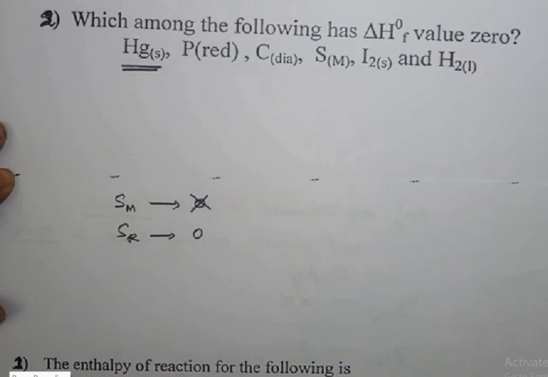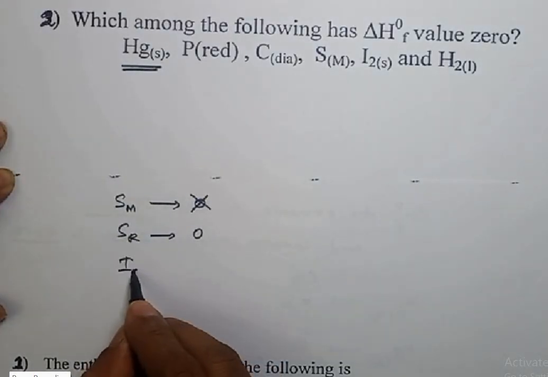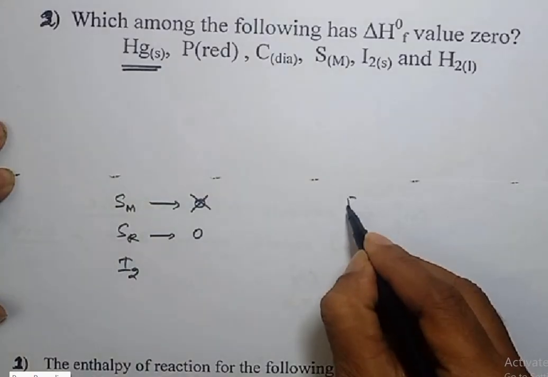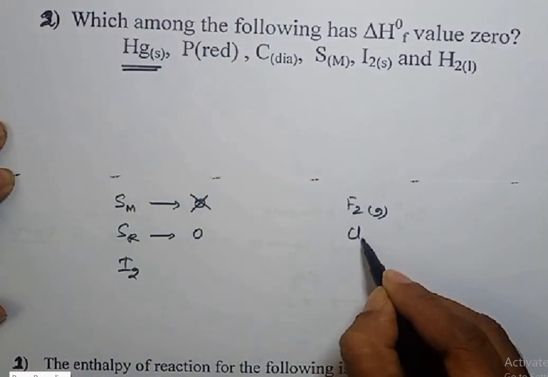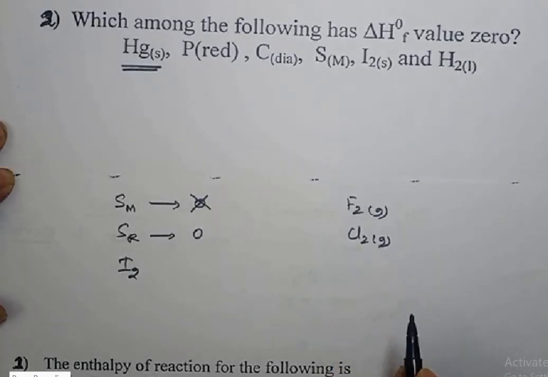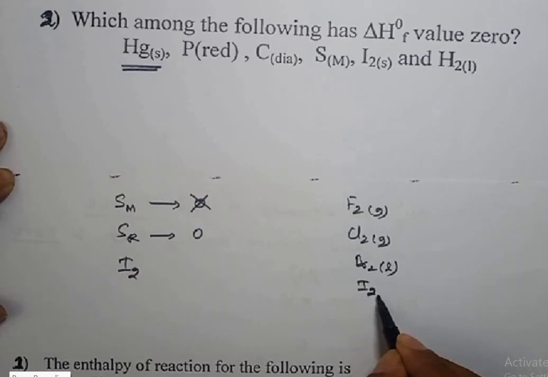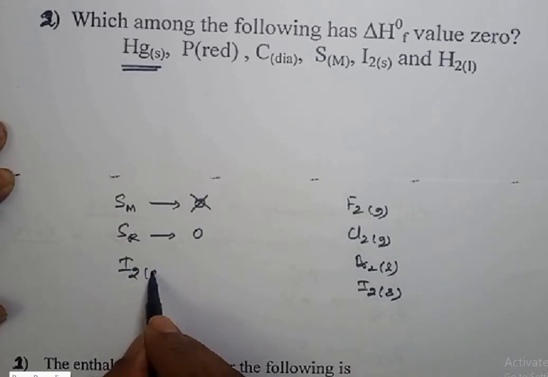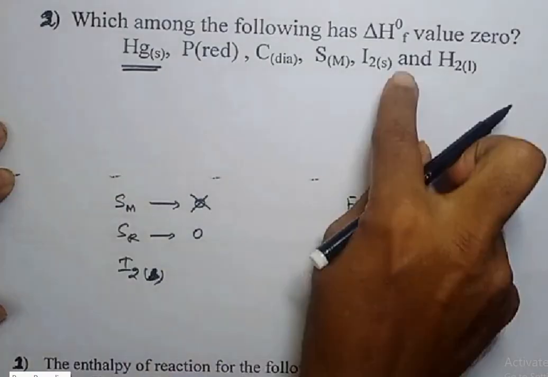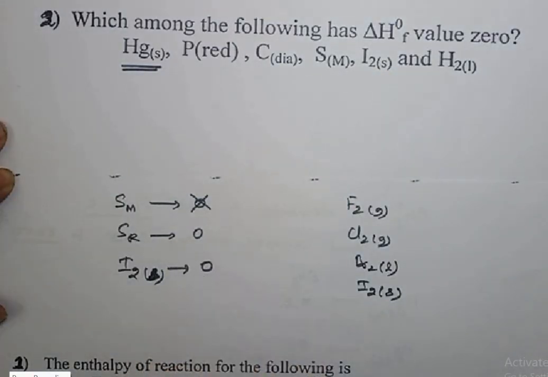Keep this in mind. Then for iodine, if you compare halogens, you know very well fluorine exists in the gaseous state, chlorine's natural existence is gaseous, bromine exists naturally in the liquid state, whereas iodine naturally exists in the solid state. So here iodine solid is given. Yes, the standard enthalpy of formation is 0 for iodine. Then for hydrogen, you know very well the common occurring state of hydrogen is not liquid. Here, in the given question, liquid is given. For liquid, this is not 0.